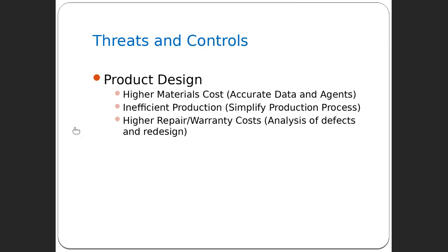Okay. Now, the next few slides are going to talk about the threats and the controls in the different stages of the production cycle, just like we talked about it in the revenue and expenditure cycle. The first thing that is a threat in the product design is higher material cost. You might end up using a raw material or an ingredient in your production that is more expensive than the alternative. Or you may be purchasing it from a supplier who sells it for a higher price. This would increase the cost of your production.